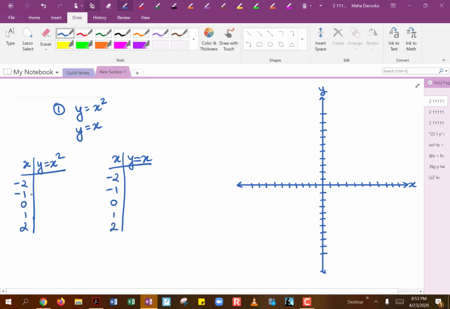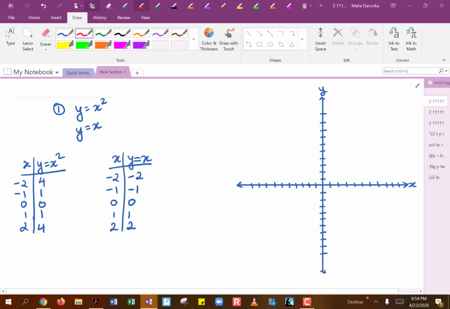So for y equals x squared, that means you are doing -2 squared, which will give you +4. -1 squared will be +1. 0 squared, of course, will be 0. 1 squared is 1, and 2 squared will be 4. For the y equals x function, whatever the x value is, of course, is going to be our y value. So this would be -2, -1, 0, 1, and 2. So let's go ahead and graph both of these functions, and let's see what we end up with.